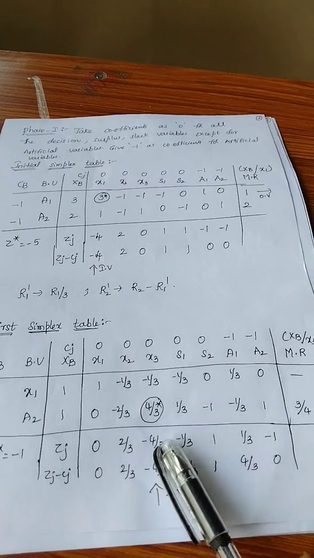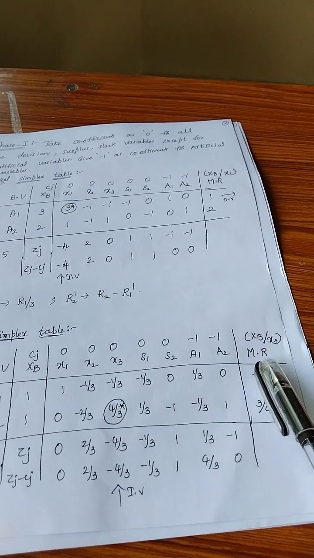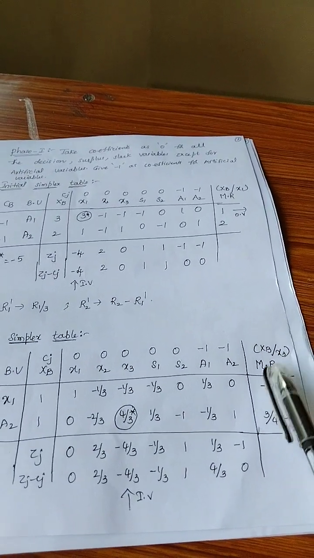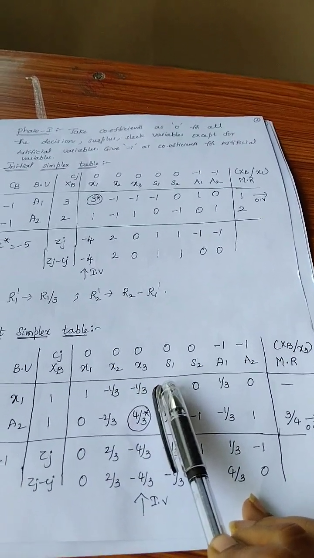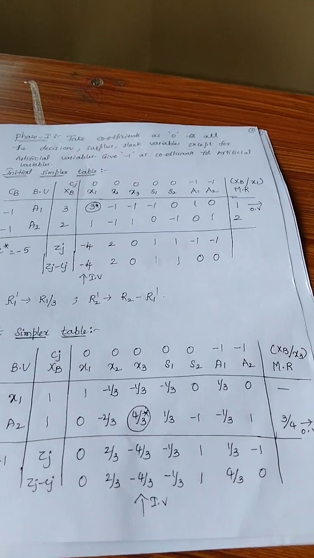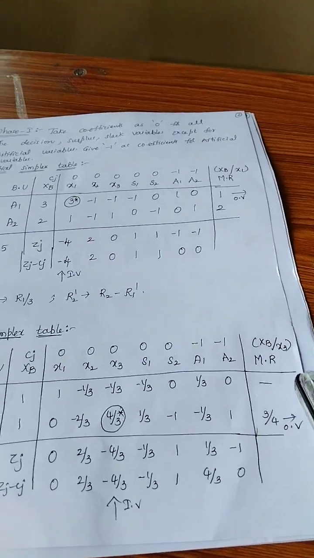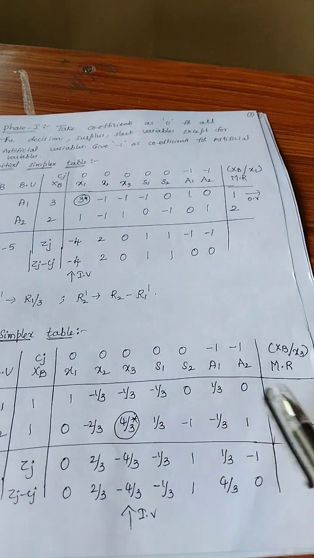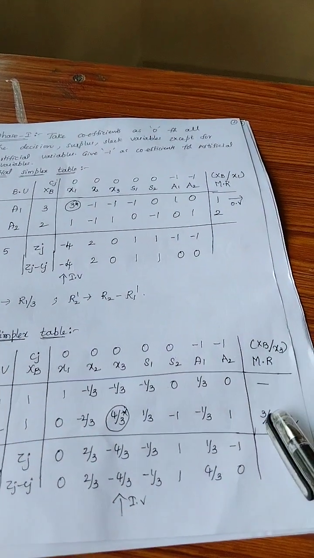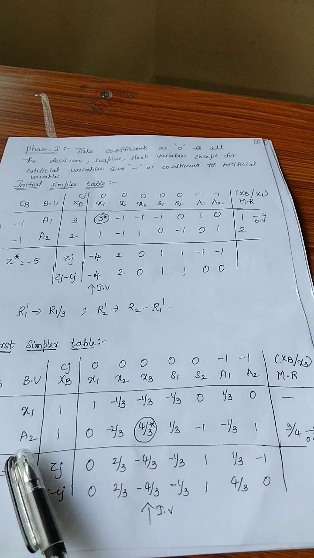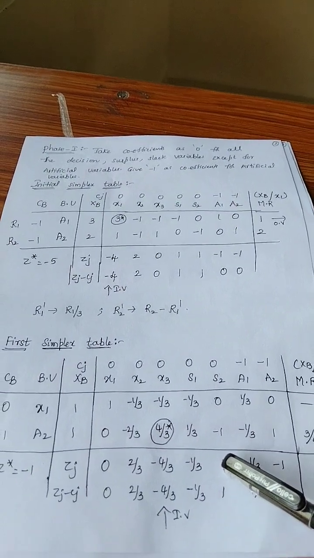That's why you are going to write the incoming variable. What is the outgoing variable? You find the outgoing variable by taking the minimum ratio, that is xb by x3. 1 by a negative value: negative values you do not write in the minimum ratio column, that's why keep it as dash. And here it is 1 by 4 by 3, you get 3 by 4. So this is the least value of the minimum ratio, so this is your outgoing variable. That means A2 is the outgoing variable, and x3 is the entering variable.